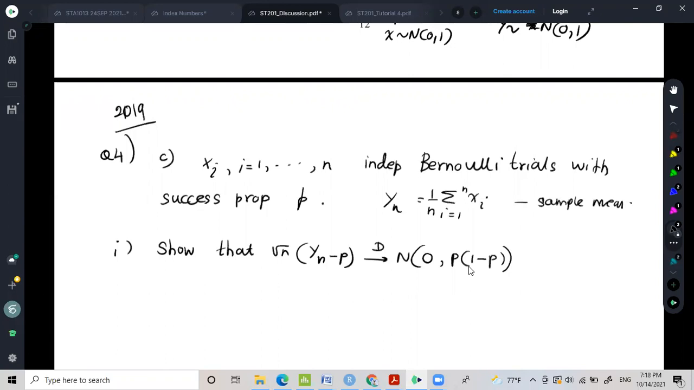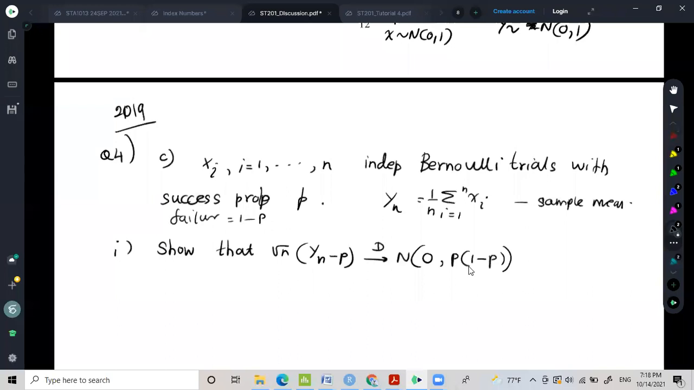So what do we know? We have independent Bernoulli trials. What are Bernoulli trials? Binomial is when you have n number of Bernoulli trials. Bernoulli is just one trial, success or failure. Here the success probability is P. If success probability is P, what is the failure probability? Failure is 1 minus P. And they are independent, and they are all Bernoulli, so they are IID.